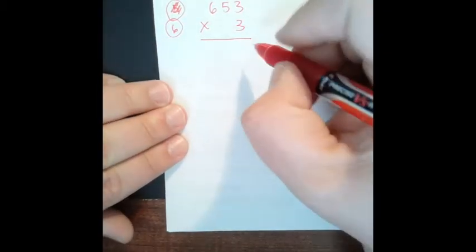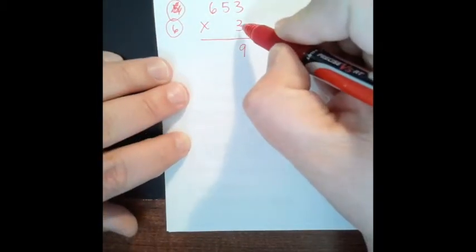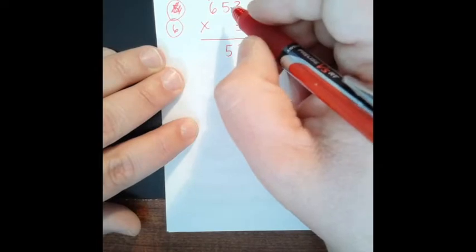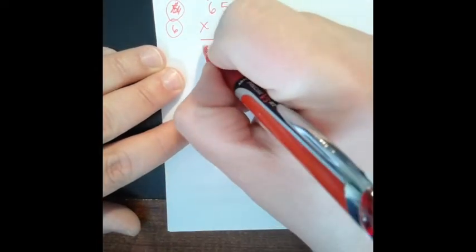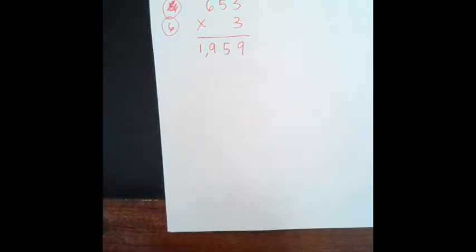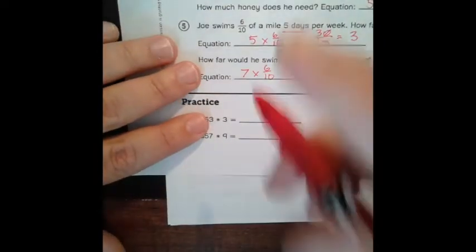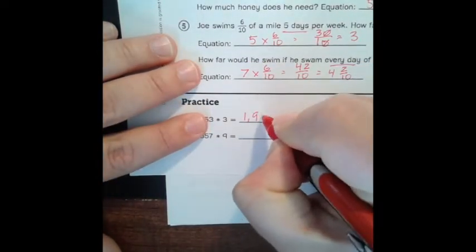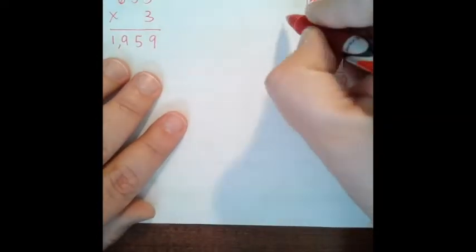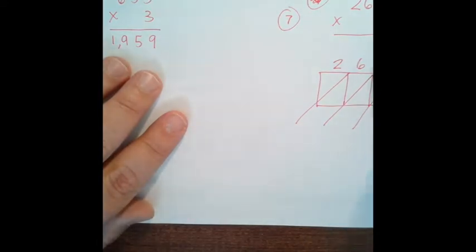3 times 3 is 9. 5 times 3 is 15. Put your 5 here, carry the 1. 6 times 3 is 18, plus the 1 over here is 19. That would be 1,959. And for number 7 over here, I'm going to do lattice for this one.